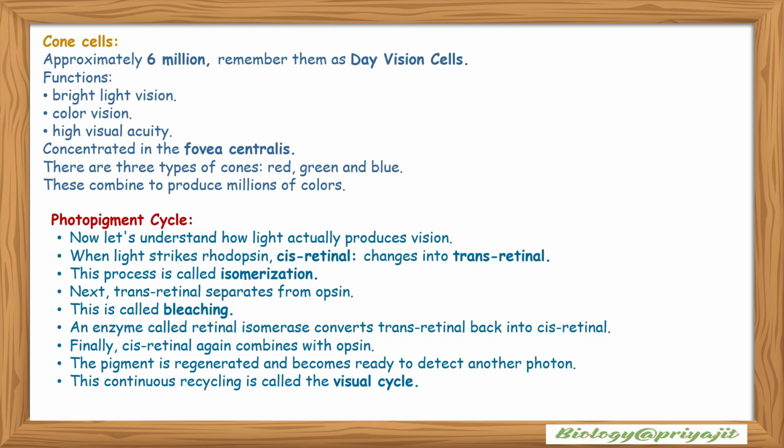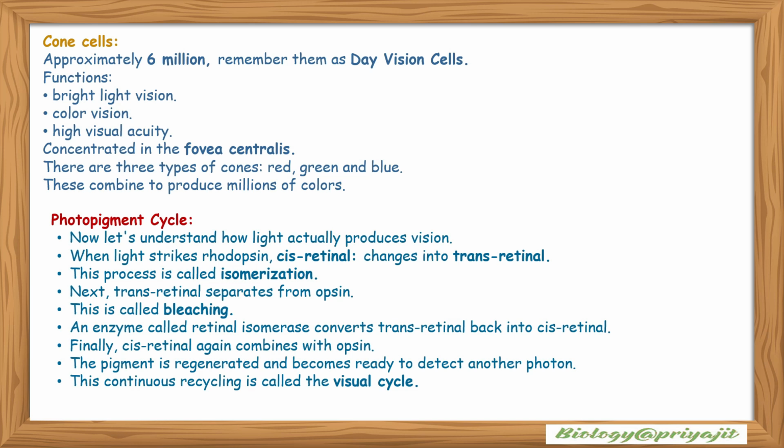Cone cells, there are approximately 6 million. Remember them as day vision cells. Their functions are that they provide bright light vision, color vision and high visual acuity. They are concentrated in the fovea centralis. There are three types of cones, red, green and blue. These combine to produce millions of colors.